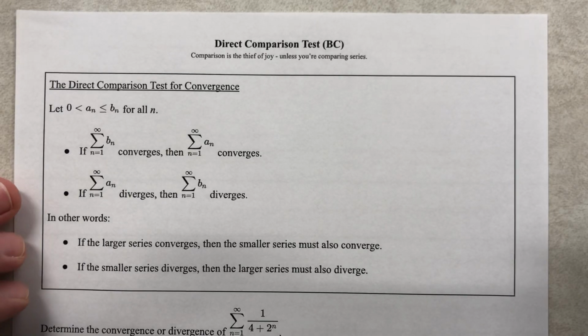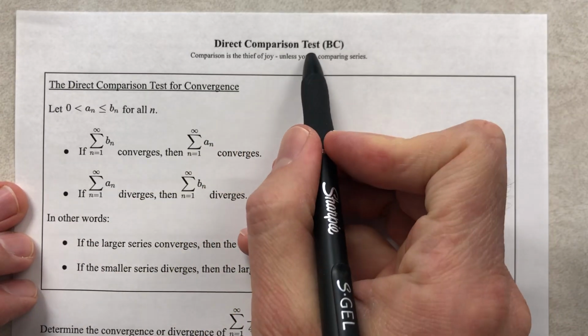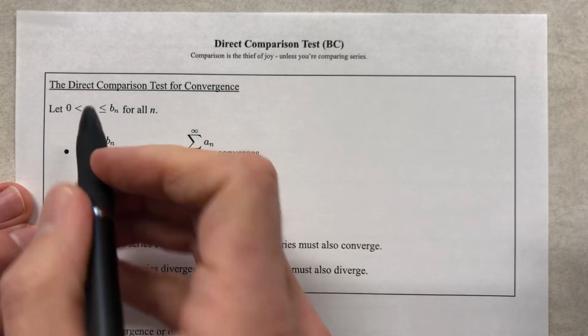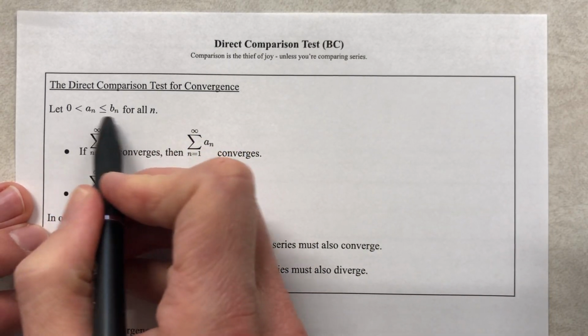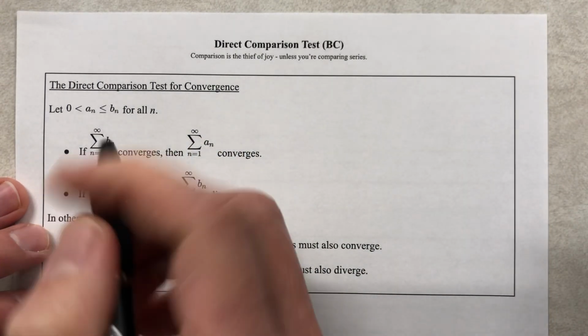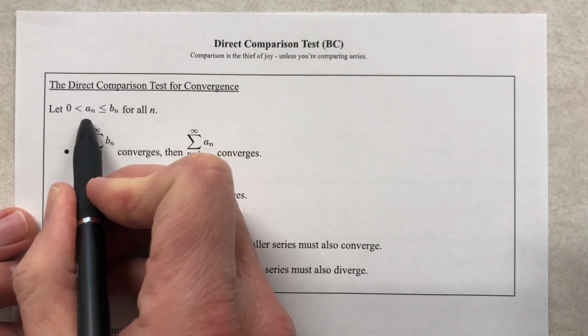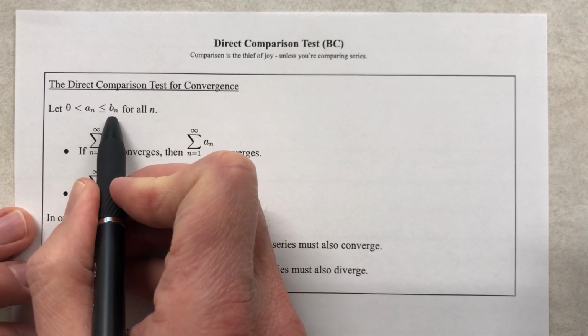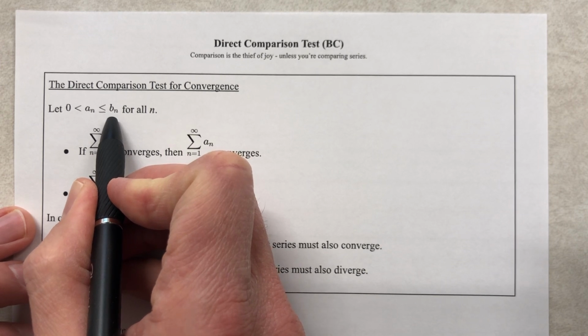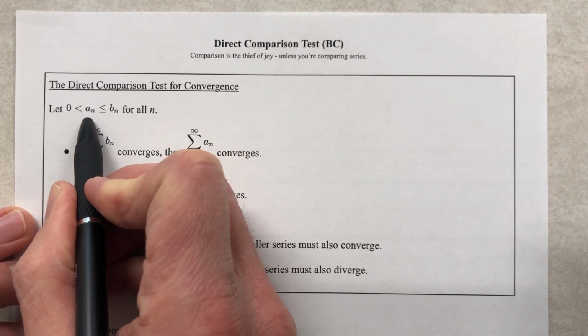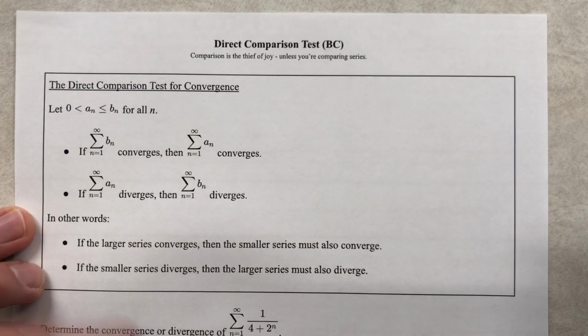Let's compare series using the direct comparison test. And what are we comparing? Well, we're trying to see which series is larger and which one is smaller. You'll see where this is going in a minute. So we're going to have two series. One of them is called A, one's called B, and this is the explicit form of each of them. And B is going to be consistently larger than or equal to A for all the values of n. So let's move forward.